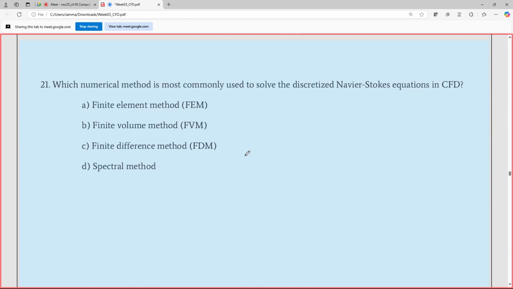Moving on to next question. Which numerical method is most commonly used to solve discretized Navier-Stokes equations in CFD? Option A, finite element method. Option B, finite volume method. Option C, finite difference method. Option D, spectral method. So the question is, which of the following methods is most commonly used to solve discretized Navier-Stokes equation in CFD?